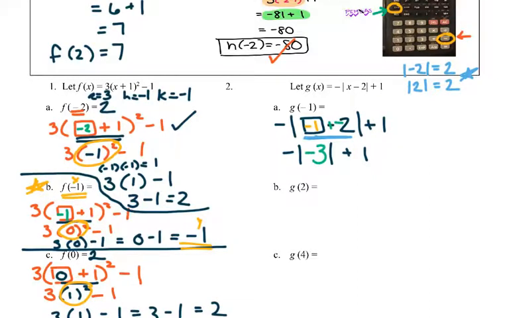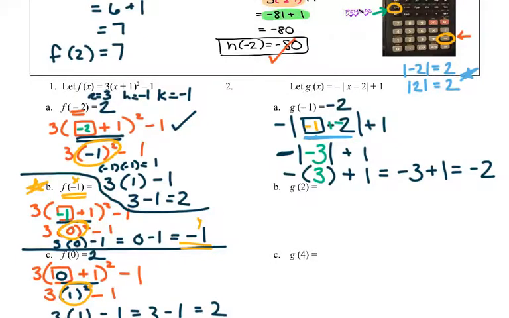Now, in this step, I have to simplify the absolute value of -3. We are not multiplying this negative times this negative or anything like that. That's not the way that it works. Remember, it's parentheses, then exponents, then multiplication. All right? So the absolute value of -3 is +3. Be careful. This is really tricky. So then we have negative times 3, which is -3. Plus 1, which is equal to -2. So g of -1 is equal to -2.